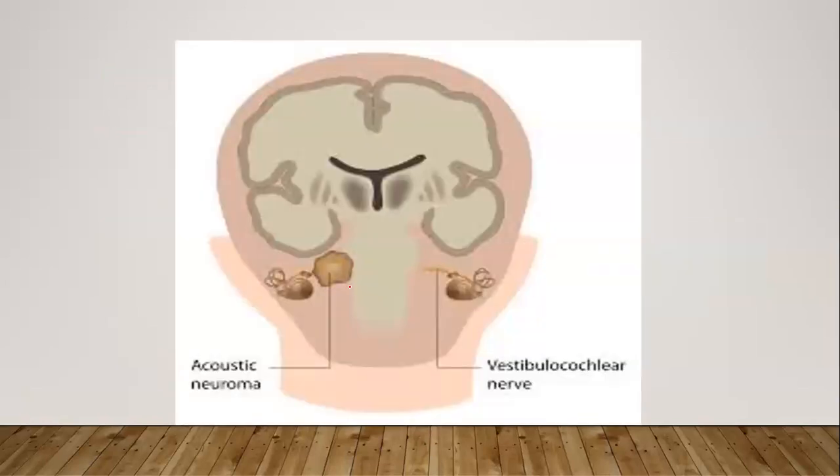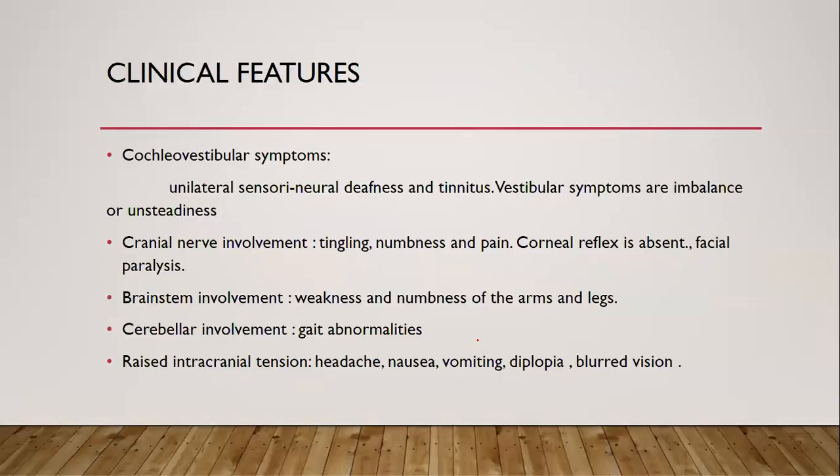Okay, so this is a picture of acoustic neuroma and the vestibulocochlear nerve. This picture shows how it affects the nerve function. In the clinical features, there will be varying degrees of clinical features based on the intracranial involvement, because it will affect the nerve structures.